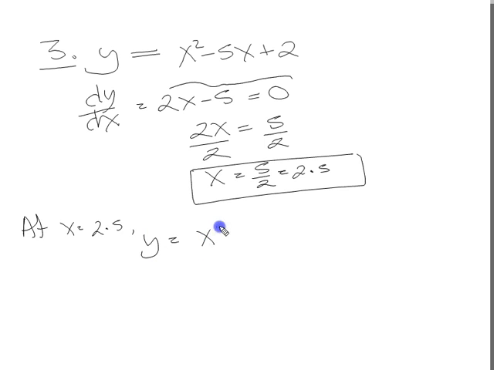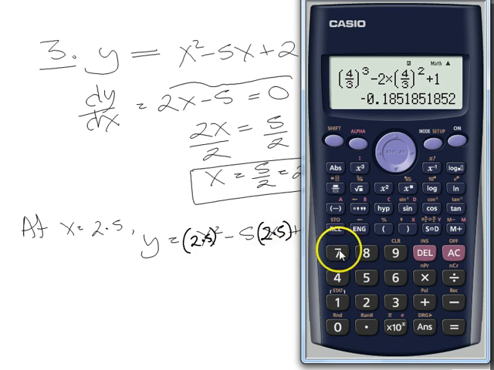Well, it will be x squared minus 5 times x plus 2, and then we'll put in the value 2.5. So we've got 2.5 as an input, so it goes in here. Wherever I see an x, I'm just going to write 2.5. So it's 2.5 squared minus 5 times 2.5 plus 2. So let's just type that in a calculator.